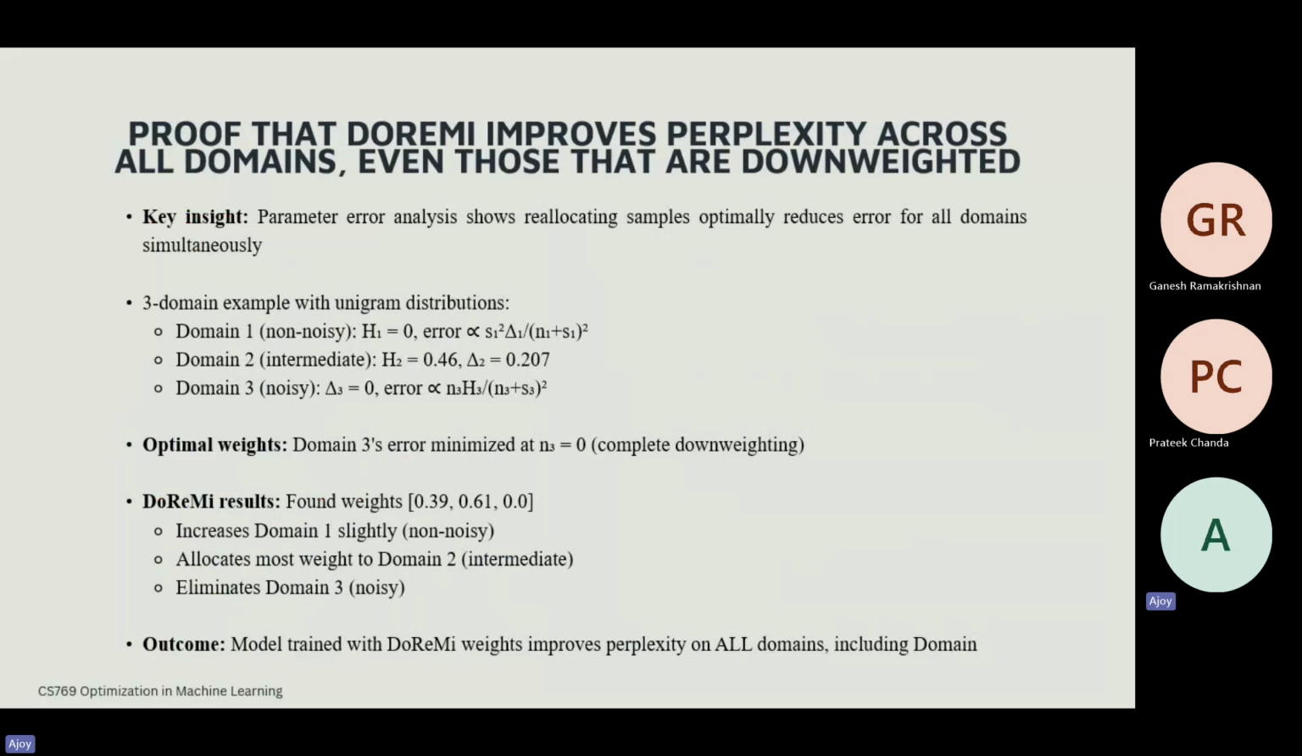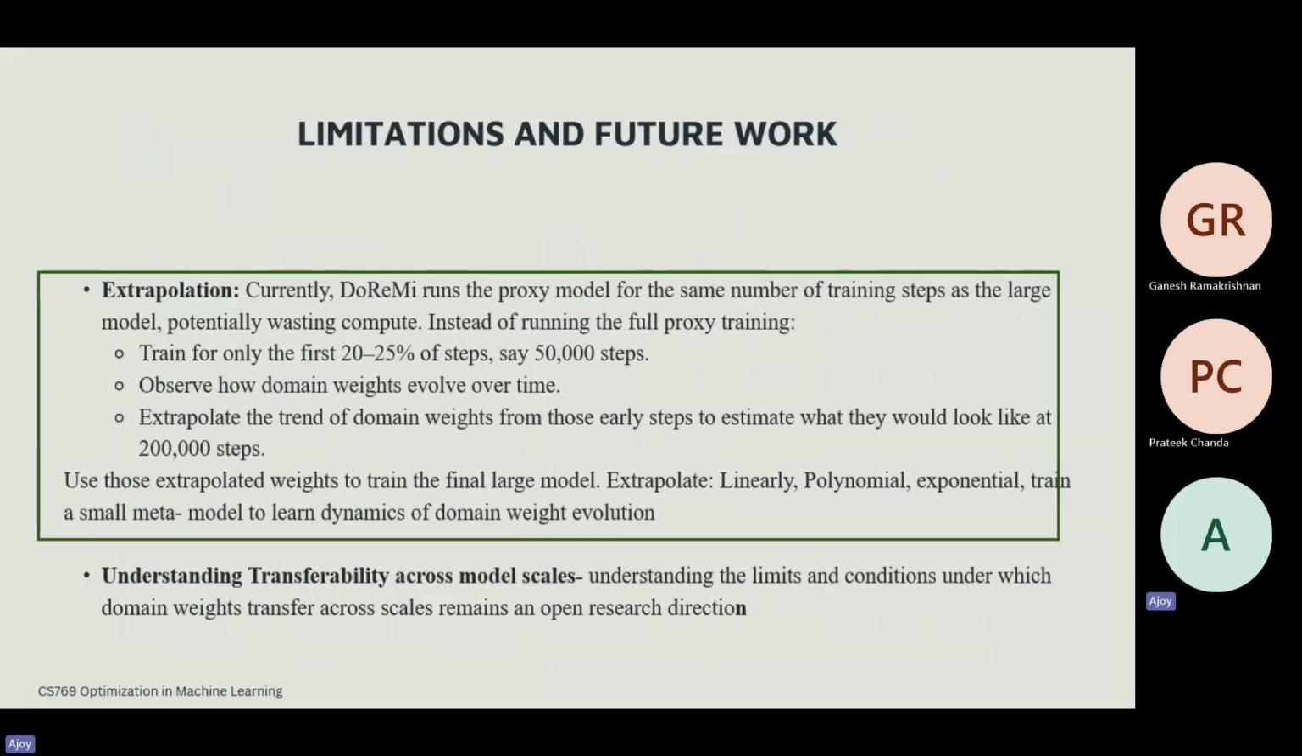Okay, this is just a proof for what I said earlier, that even though we train it just on one domain, we change the weights around, all the models perform. The perplexity reduces even if you test it on a single model. So they had performed a test where they had different domains, which was non-noisy, intermediate, and noisy. And when they changed the weights for all of them to the optimal ones, each of them still performed well. And then they had a proof for that.